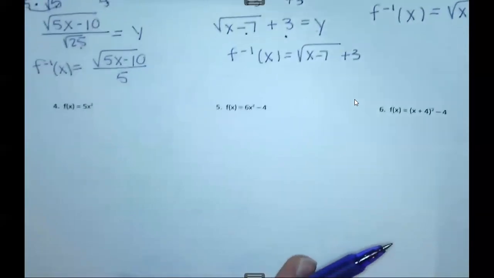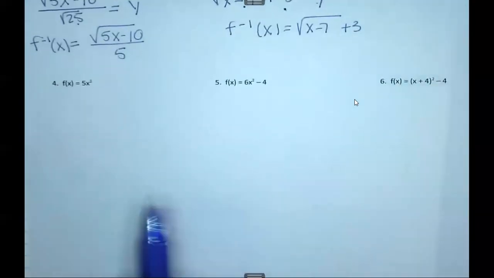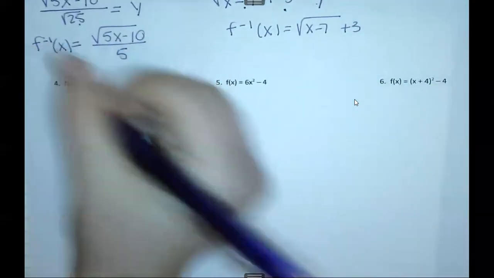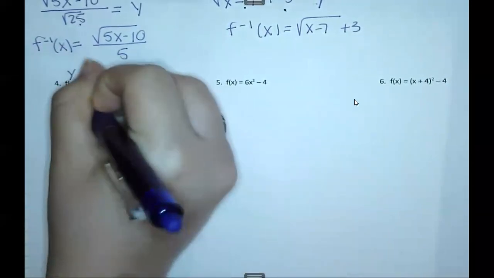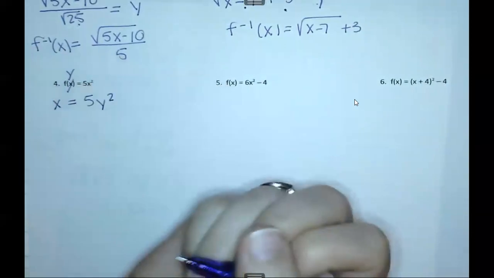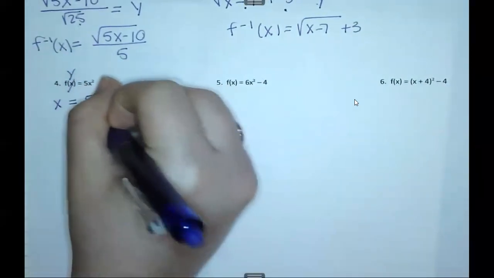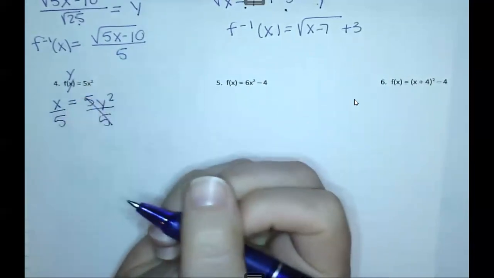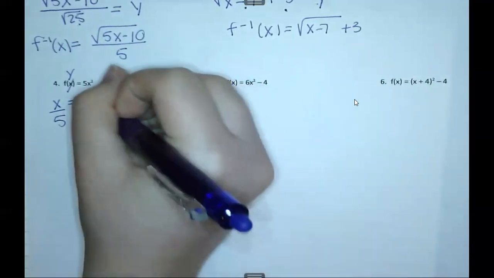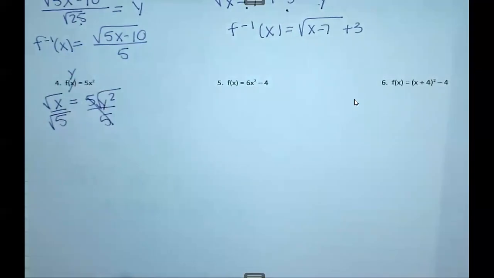All right, number 4. So on number 4, I need to switch the x and y. So I'm going to have x equals 5y squared. Now I need to get rid of the 5, so I divide by 5. Those go away. And now I have to take the square root. Remember, we are taking the square root of the top and bottom, just like we did on number 1.